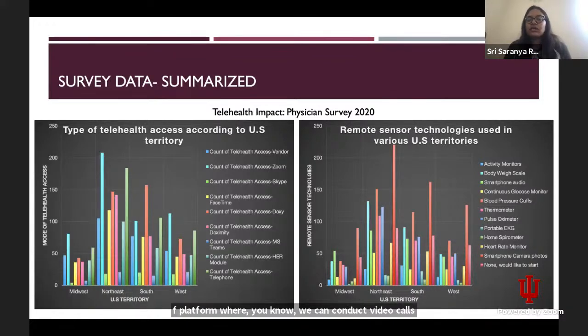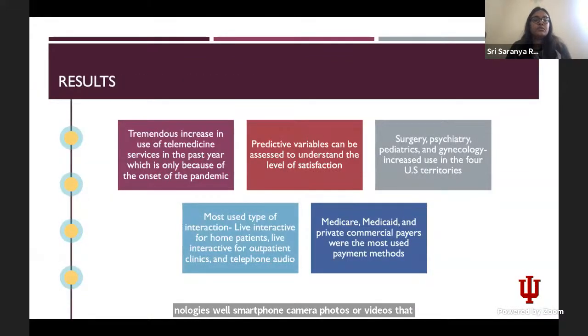And the second chart portrays how the remote sensor technologies were used across the United States. And it was seen that the majorly used remote sensor technologies were smartphone camera photos, audios, blood pressure cuffs, and body weight scale.